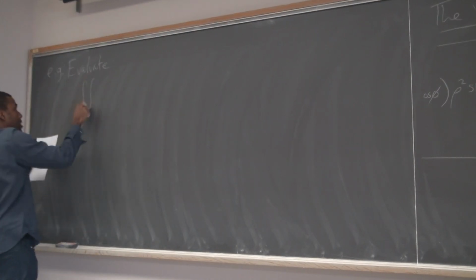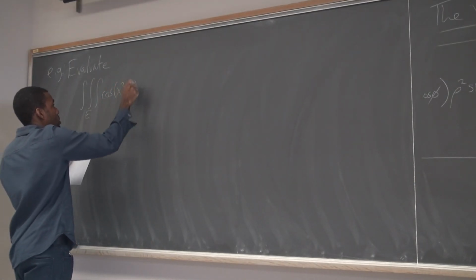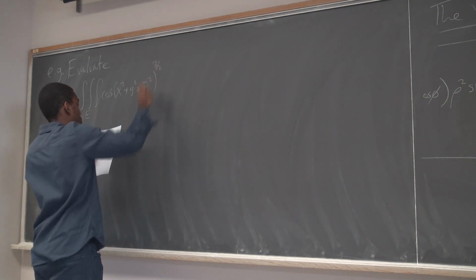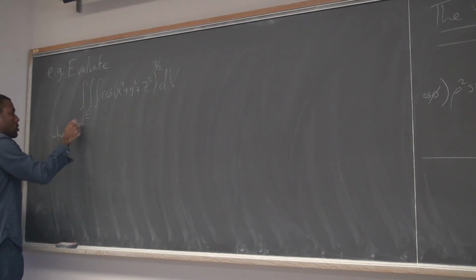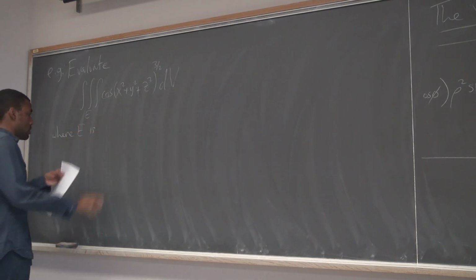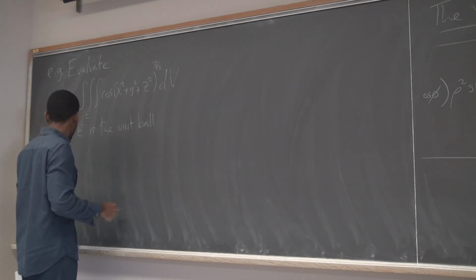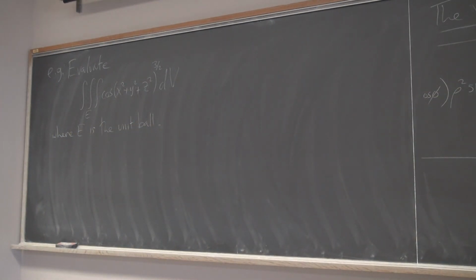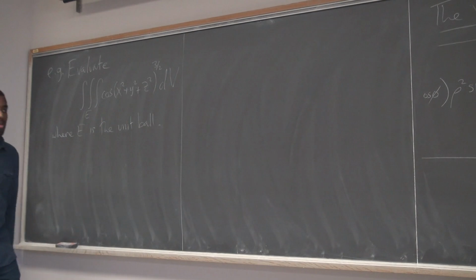Here's a nice integral. Triple integral over E of cosine of (x squared plus y squared plus z squared) to the 3 over 2 dV, where E is... We wouldn't even waste our time representing that in rectangular, because we can't integrate something like that in rectangular coordinates.